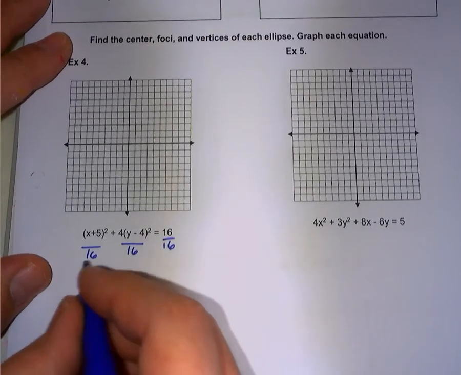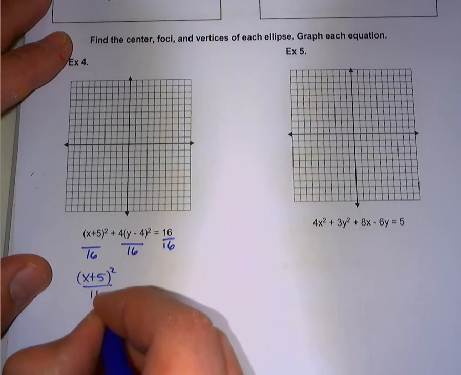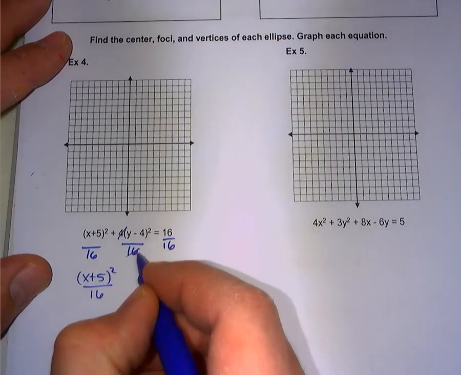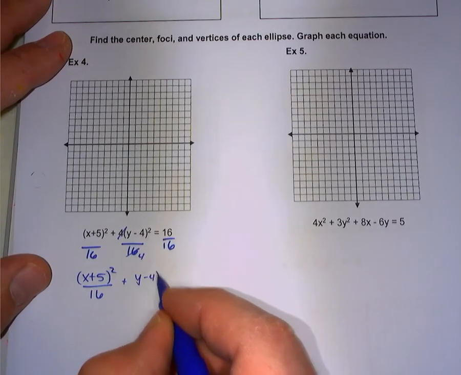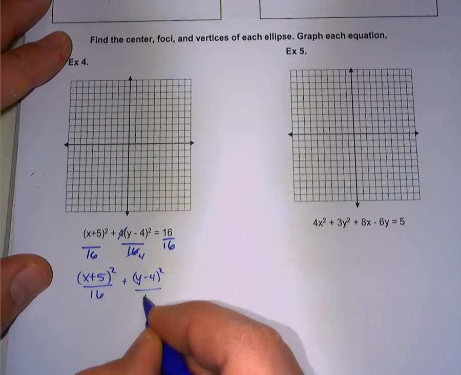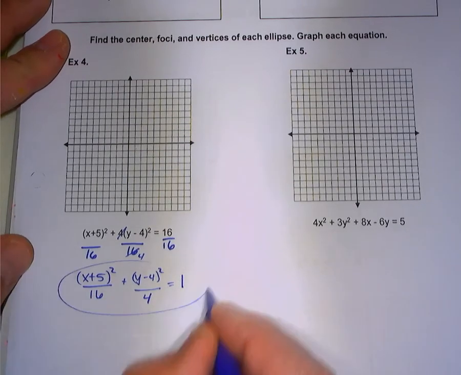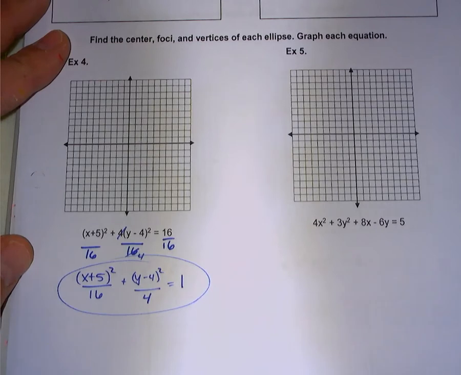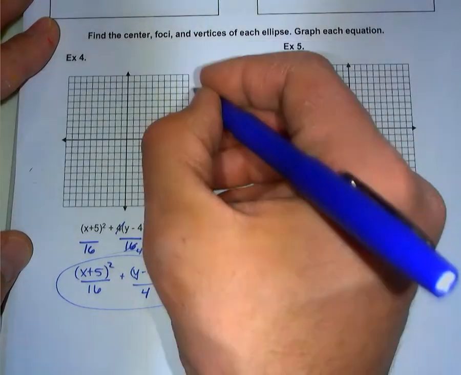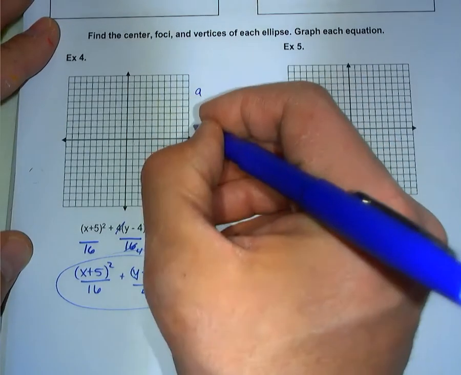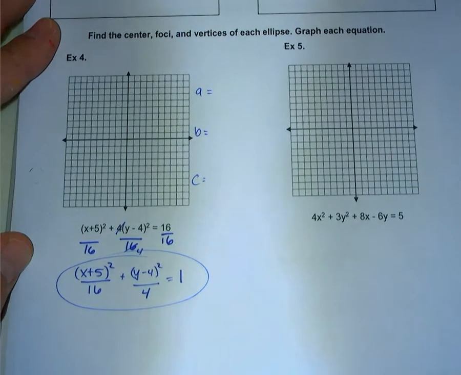Okay, so as I take a look, I got x plus 5, quantity squared, over 16. Here the 4 and the 16 reduce. So that gives me y minus 4, quantity squared, over 4. And now 16 over 16 is that 1. So this is the equation we're working with. With that information, I should be able to pick out my center, my vertices, and my radius. And I'll need my A's, B's, and C's to do that.